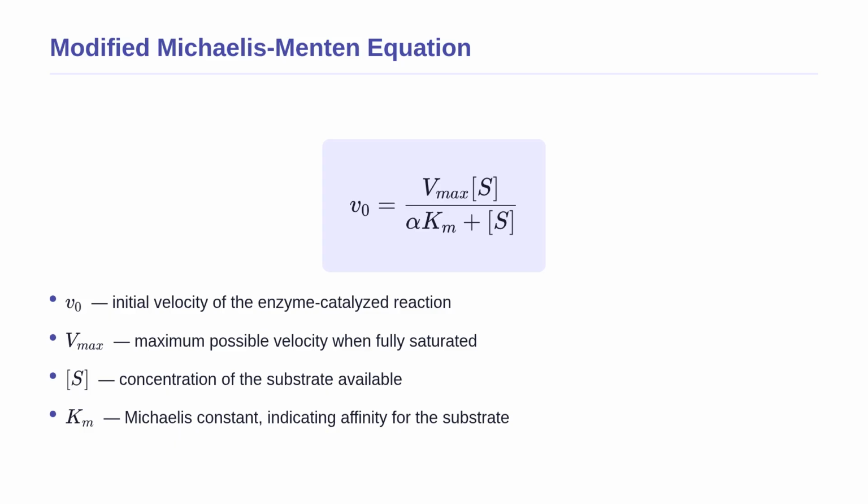S, in brackets, stands for the substrate concentration. Finally, Km is the Michaelis constant, indicating the substrate concentration needed to reach half of the maximum velocity. Notice that the modification factor alpha is multiplied only by Km. This mathematically proves that the apparent Michaelis constant increases, while the maximum velocity remains completely unaffected.